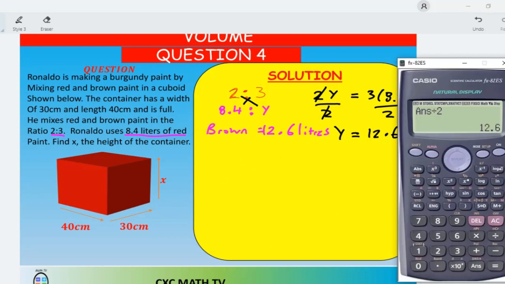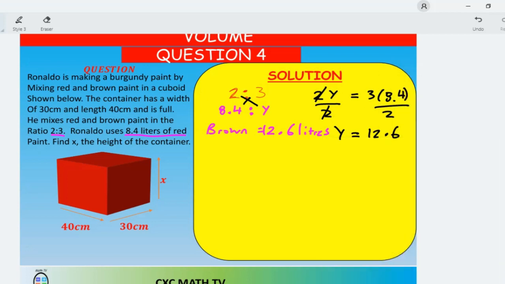First thing I want to show you is look at the ratio of the liters, 8.4 divided by 12.6. Guaranteed you get the same 2 to 3. See there, 2 over 3. So that is true. We're correct. Now that we know how much brown was utilized, now we know the total paint. The total paint volume is equal to, notice the keyword I use right here, volume. The total paint volume is 12.6 plus 8.4, which is 20 liters.